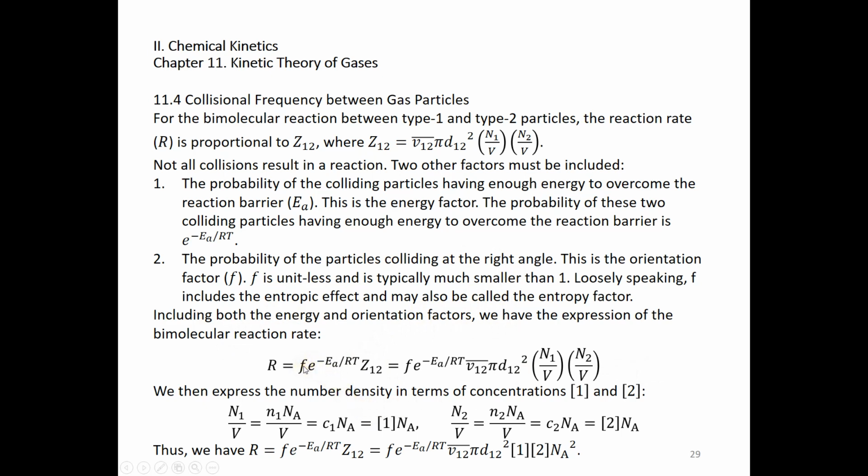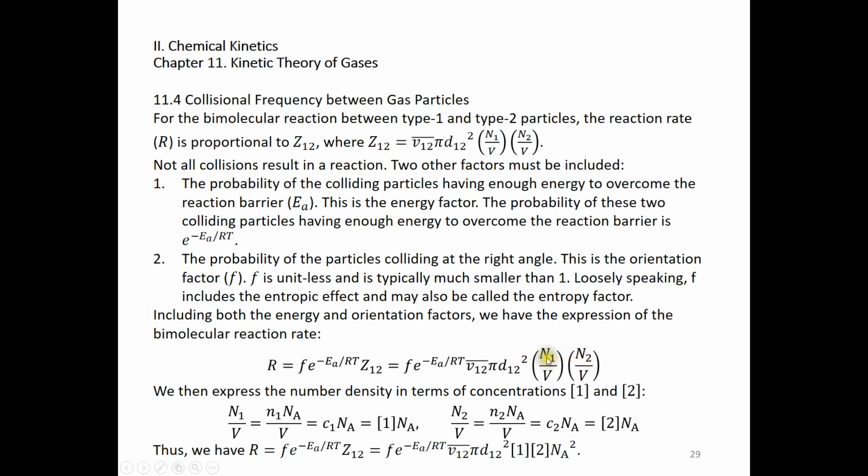We have F as the orientation factor, e to the power of negative activation energy over RT as the energy factor. Uppercase Z12 is the collisional frequency between all type 1 and all type 2 particles per unit volume, and that's the reaction rate. I just expanded this Z12 as the average relative speed times the collisional cross-section area times the number densities of type 1 and type 2.